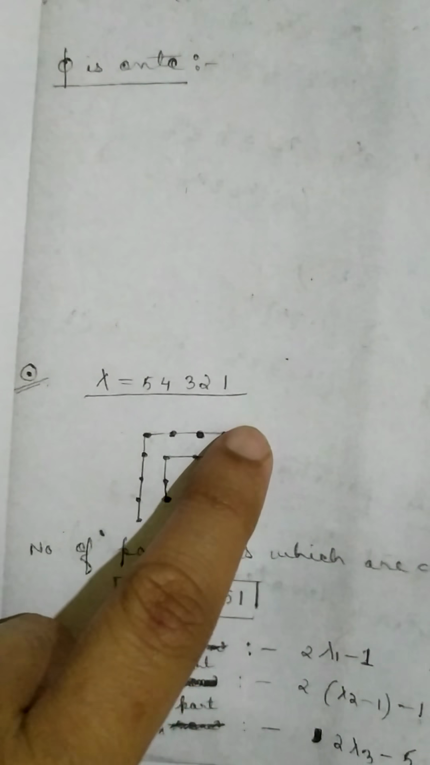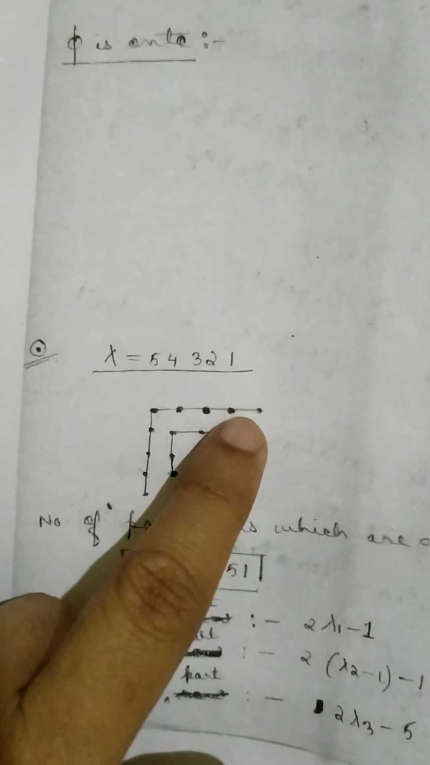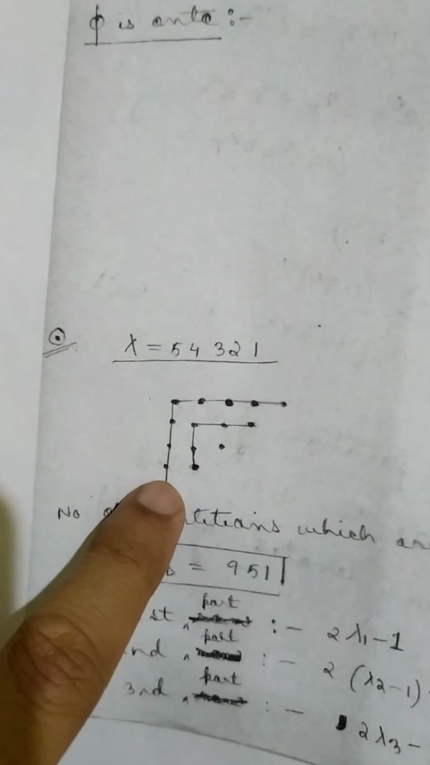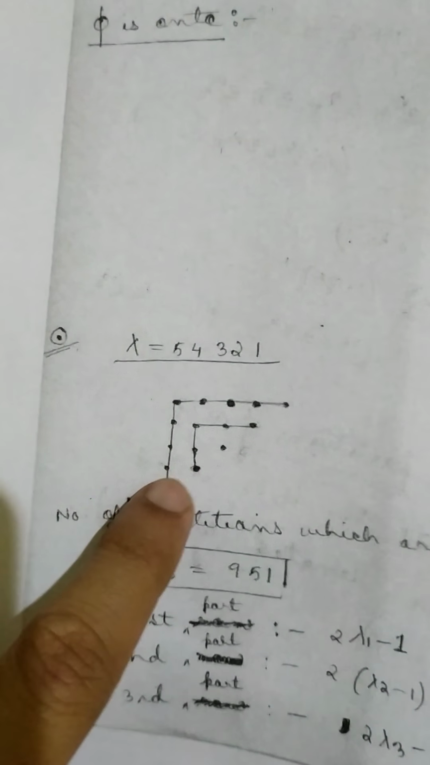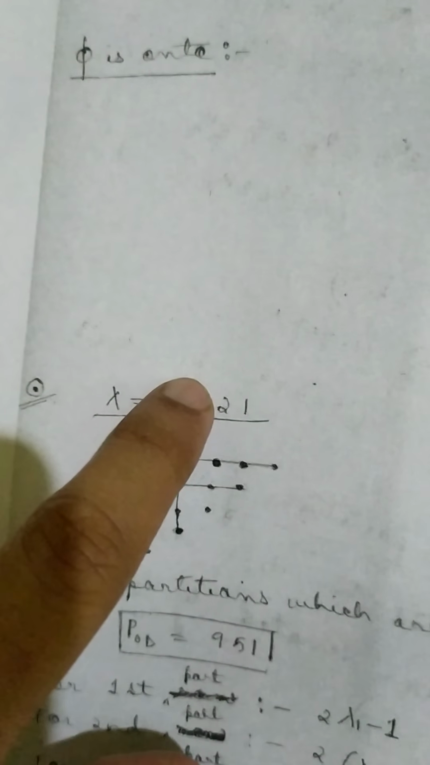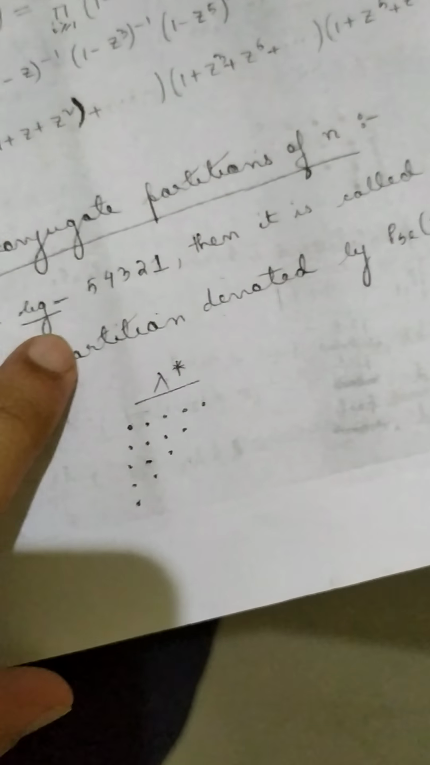Then you just consider the hooks. How many hooks are there? There are 3 hooks. In the first hook, there are 9 dots. In the second hook, there are 3 plus 2, that is 5 dots. And in the third hook, there is 1 dot. This is again a partition of 15, and it is a self-conjugate partition.